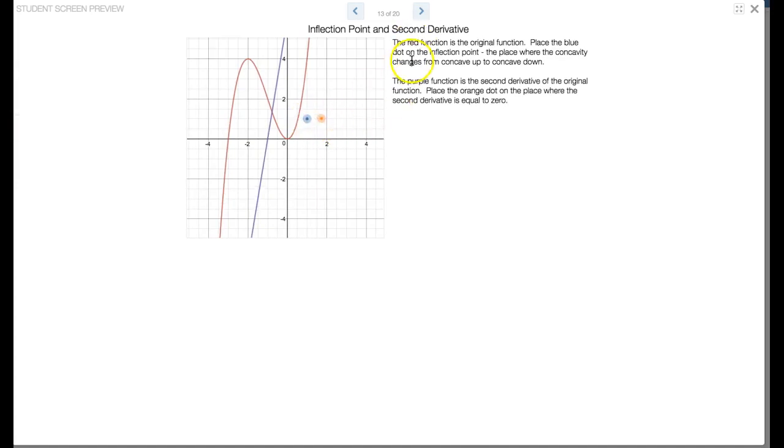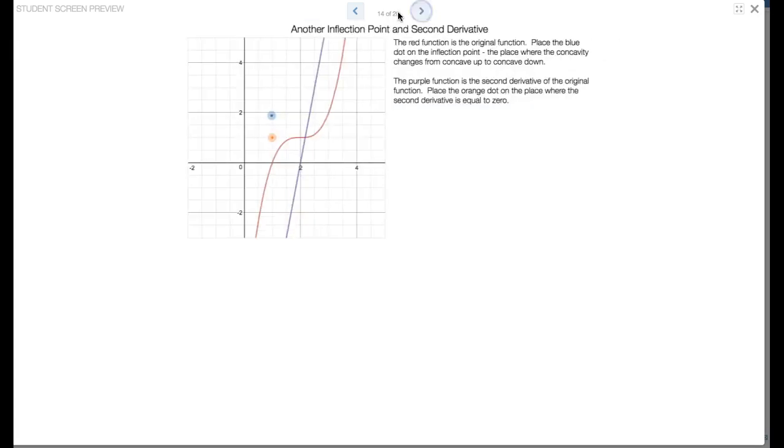Looking at it here, the red function is the original, and the purple is the second derivative. Place the orange dot where the second derivative is equal to 0, right here. Then place the blue dot where there's a point of inflection, which is right here. The graph changes concavity right there. So when the second derivative is equal to 0, we have a change of concavity, the point of inflection. That's what we want to look at in this situation too.